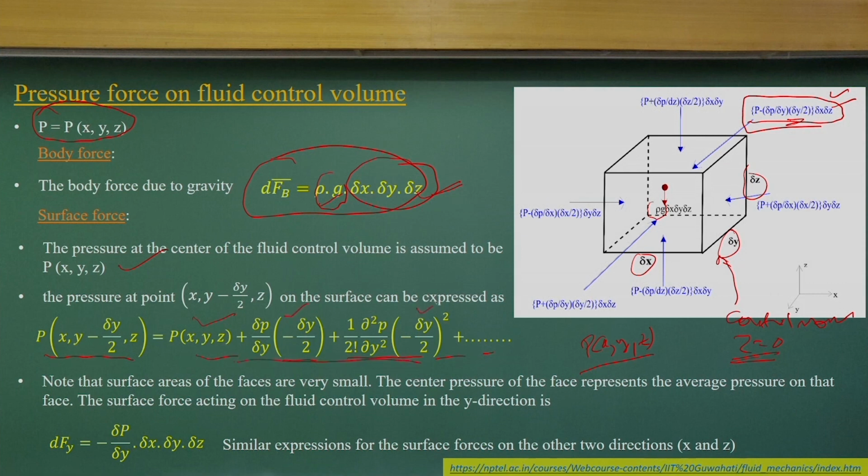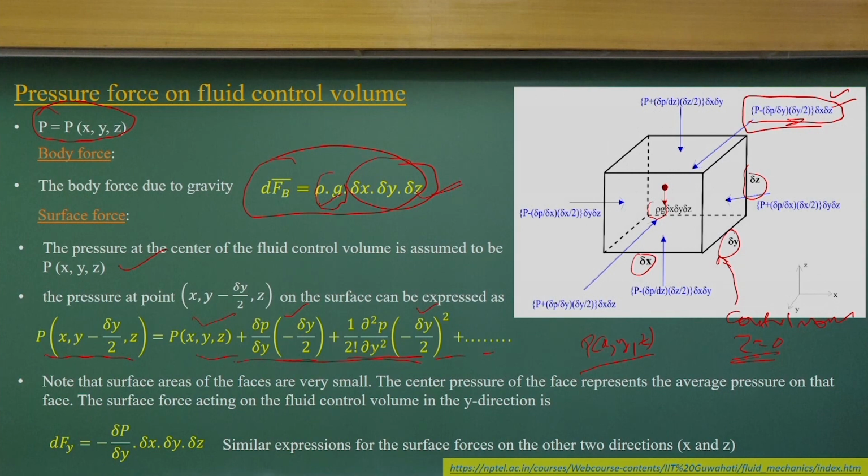You can see the negative sign is there because this is delta y by 2 distance away on the negative side, the opposite of the y direction. So we have an expression like this. Now I neglect the higher order components, so it is simplified to this term. Similarly I can get the pressure acting on the other surface. Multiplying this pressure by the area of these surfaces of the control volume, I get the force component acting along the y direction.